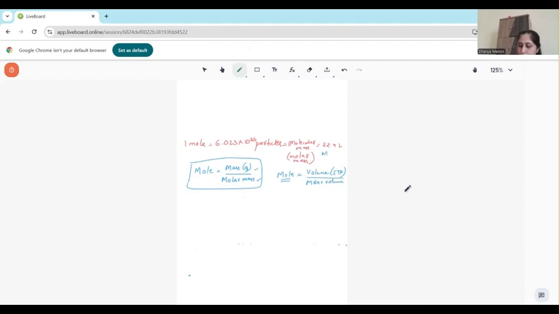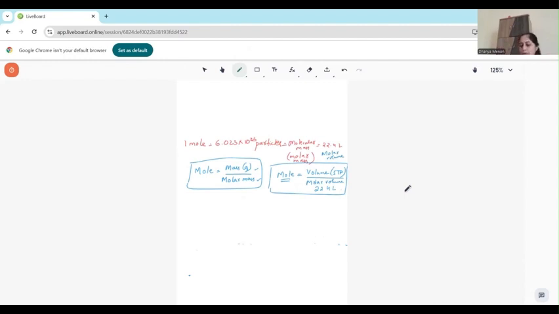What is the molar volume that we just learnt now? 22.4 liters. Okay, so these are the 2 formulas that you need to keep in your mind. If the mass is given in grams, and you know which compound or which molecule it is, you can find out the number of moles.